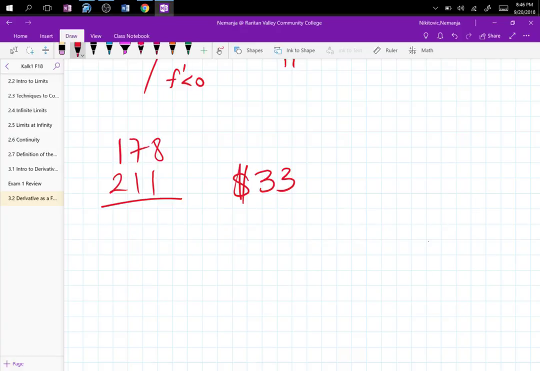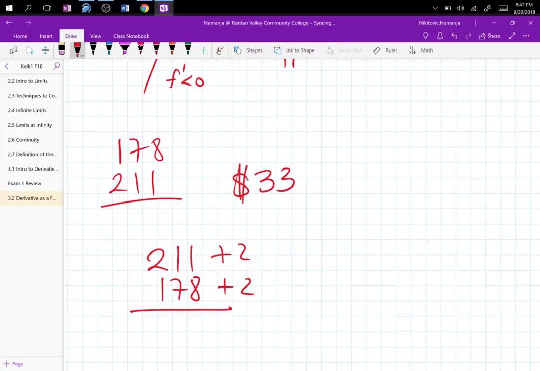The way to compute this thing, right? 211 minus 178. You add 2. But it's much better to add 22, so let's add 22. It's easy. That's the way to do it, because you want the bottom number to be nice and easy to subtract. So you have 233 minus 200, and it's 33.